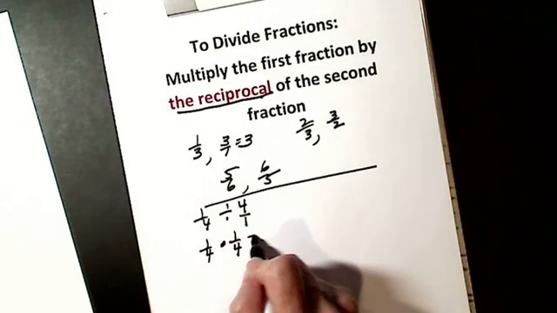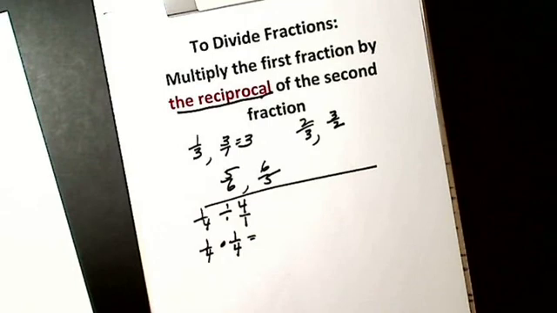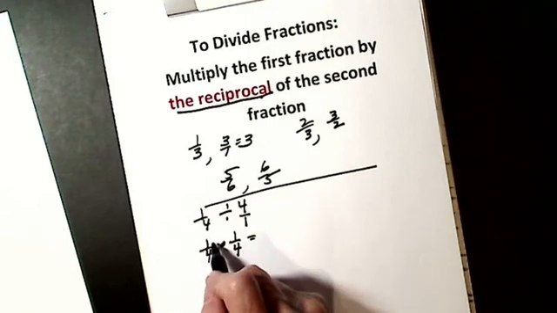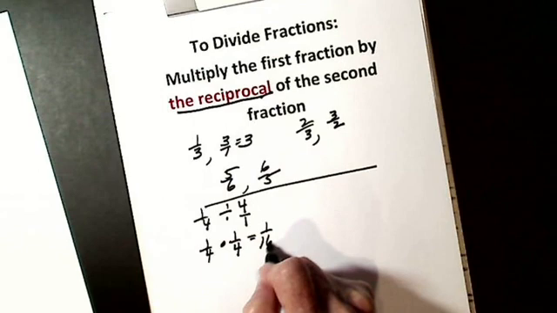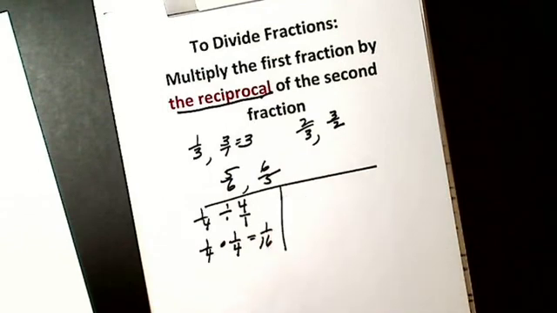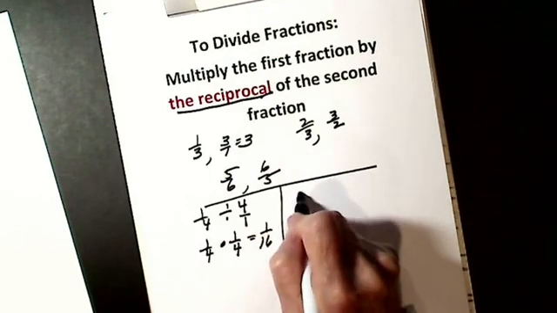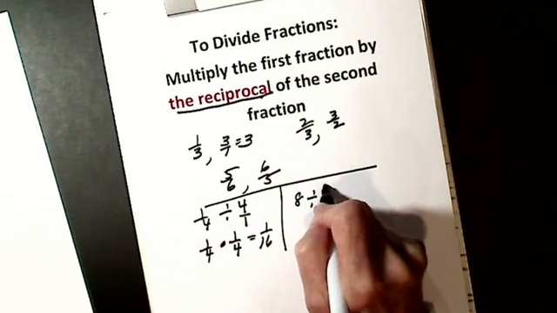So now, I can't cancel, they're both denominators. So I multiply across. 1 times 1 is 1, 4 times 4 is 16. All right, let's do another one. 8 divided by 3/8.